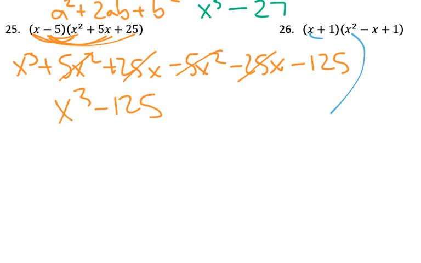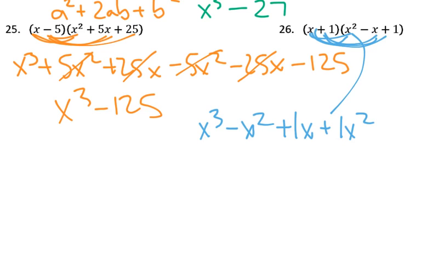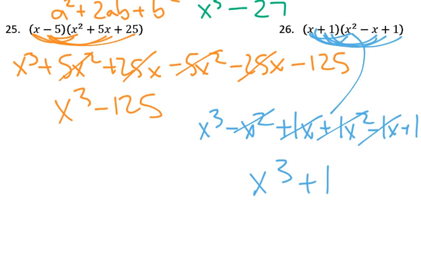26, x times x, x cubed, x times negative x squared, x times 1, 1x. We get 1x squared minus 1x plus 1. Those cancel, we get x cubed plus 1.